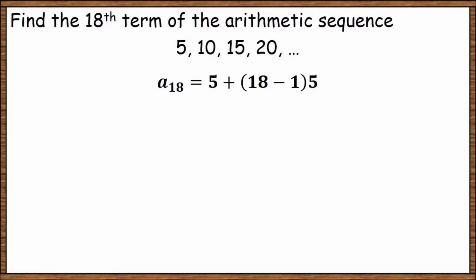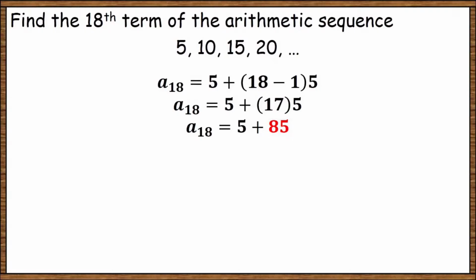Umpisahan na natin mag-solve. A sub 18 is equal to 5 plus the quantity 18 minus 1 times 5. A sub 18 is equal to 5 plus 17 times 5. A sub 18 is equal to 5 plus 85. A sub 18 is equal to 90. Masasabi na natin na 90 is the 18th term of the sequence 5, 10, 15, 20, and so on.